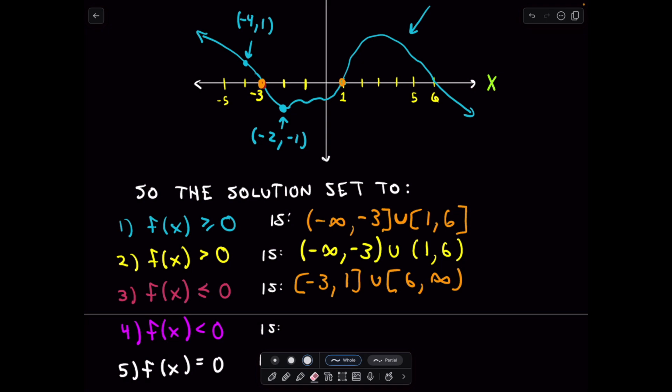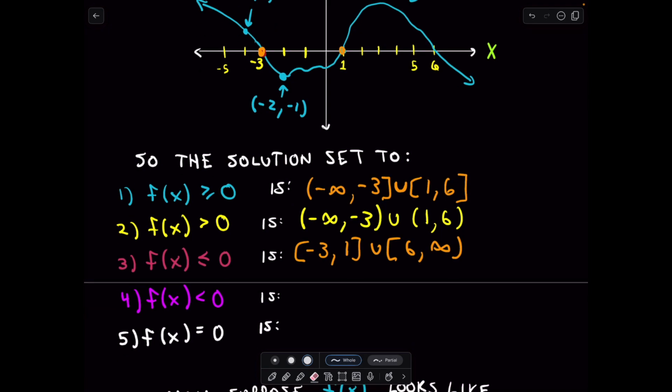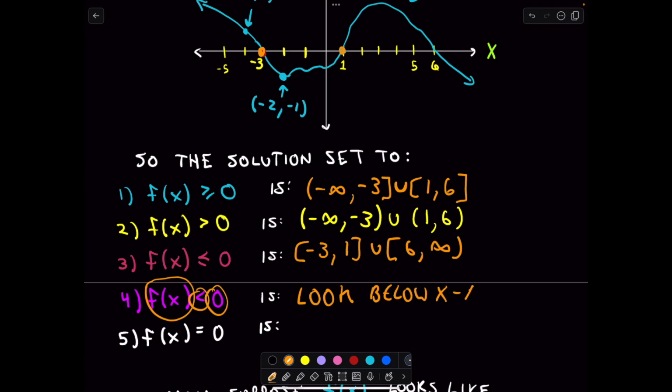Okay, all right, so I think we're getting there. And notice the same thing for number 4. The only thing we have to leave out is where it equals 0, because we want it to be strictly less than. If we want to know where our function is less than 0, it says look below the x-axis. It says look where the graph is below the x-axis. Think about the corresponding x values. That's where it's below the x-axis.